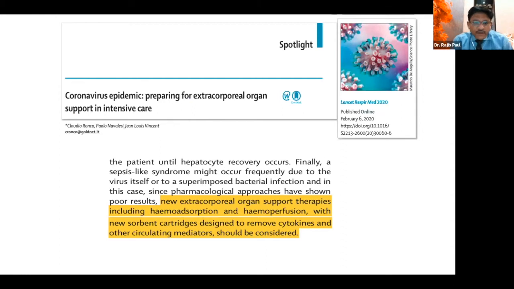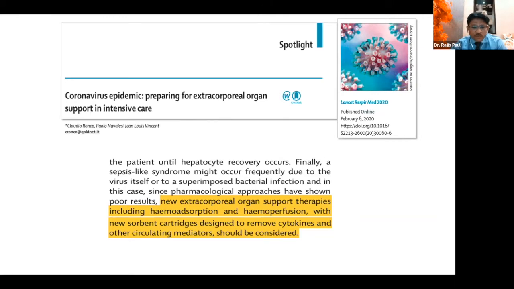In early 2020, when the pandemic was basically taking shape, respected critical care specialists like Claudio Ronco and Jean-Louis Vincent had already indicated that new extracorporeal organ support therapies, including hemoadsorption and hemoperfusion, with new sorbent cartridges designed to remove cytokines and other circulating mediators, should be considered as a standard line of therapy in patients who deteriorate or are admitted to the hospital with worsening COVID-19 symptoms. So this was a way forward which they suggested.